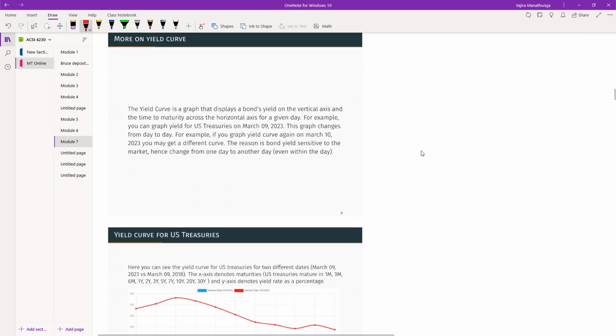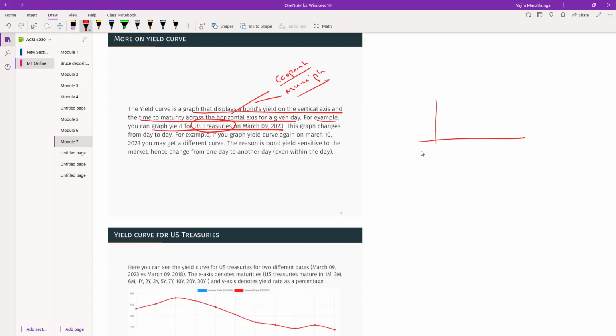So the yield curve is a graph that displays bond yield on the vertical axis and the time to maturity across the horizontal axis for a given day. For example, you can graph yield of US Treasuries on March 9, 2023. By the way, it depends on what kind of bonds. You can have corporate bonds, or municipal bonds. Depending on the bond type, the yield is different. Let's say you do this for US Treasury, for 2 months, 3 months, 1 year, and so forth, and you get a curve.